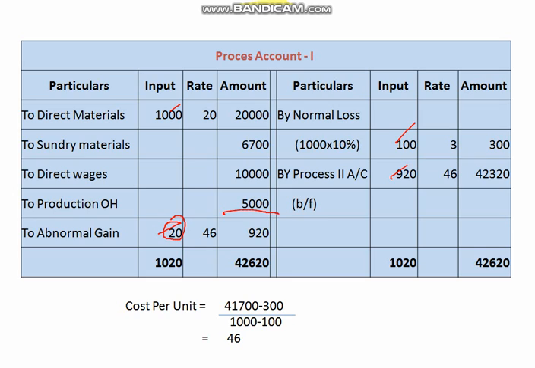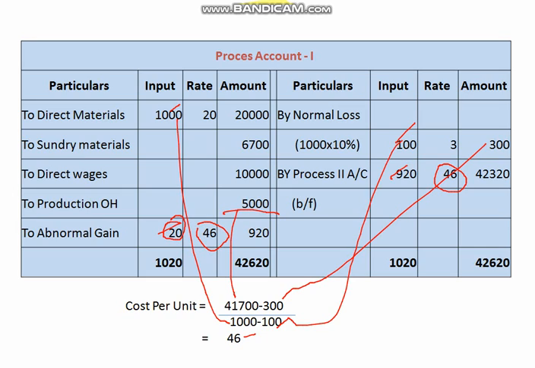Once again the same up to here: total cost, you write the same here, total cost, then minus normal loss amount, then total input here and normal loss units here, 46 rupee comes. The same 46 is written here and here. Now there is no question of rounding off the numbers, because on both sides 46 is a round figure. You multiply 46 on both sides. Now no need to adjust the fractions. You will get the total, and the total column is the same. This was the answer for process 1.